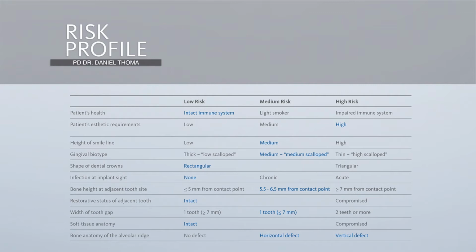Also, the bone height at the adjacent tooth side ranges between 5.5 and 6.5 millimeter from the contact point, which is of medium risk. The restorative state of the adjacent teeth is intact, and looking at the width of the tooth gap, we have a distance of about 7 millimeter. The soft tissue anatomy is currently intact, but we do have a horizontal and vertical defect.